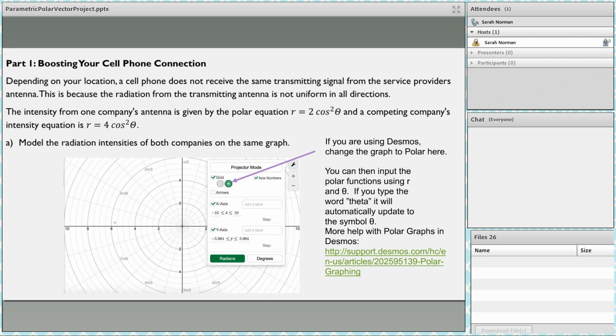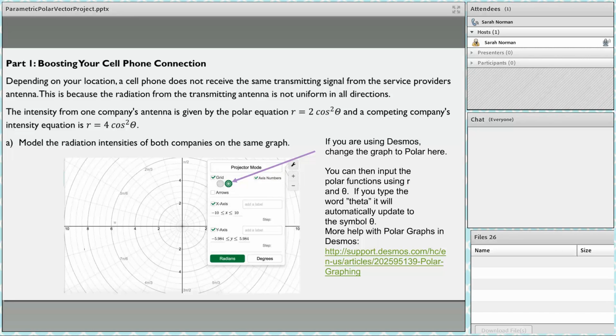So part one says boosting your cell phone connection. Depending on your location, a cell phone does not receive the same transmitting signal from the service provider's antenna. This is because the radiation from the transmitting antenna is not uniform in all directions. The intensity from one company's antenna is given by the polar equation r equals 2 cosine squared theta, and a competing company's intensity equation is r equals 4 cosine squared theta.